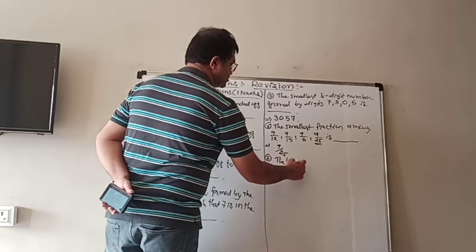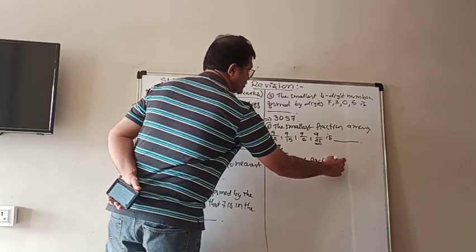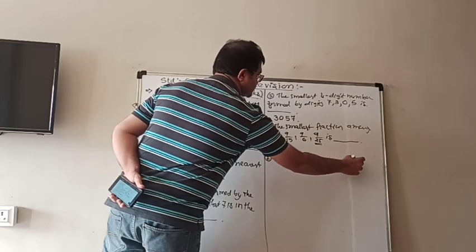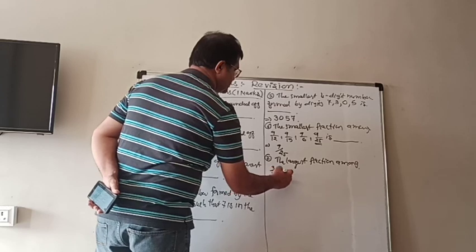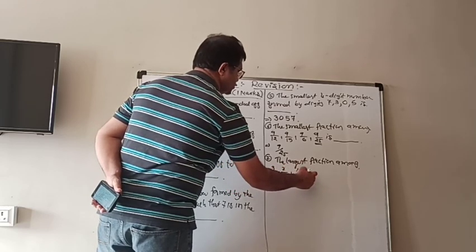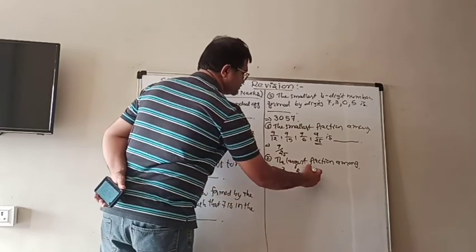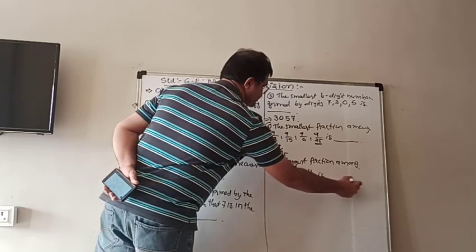The largest fraction among 3 upon 15, 7 upon 15, 2 upon 15, 11 upon 15 is blank.